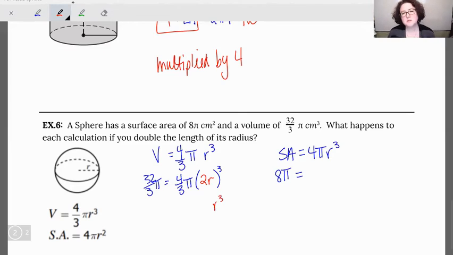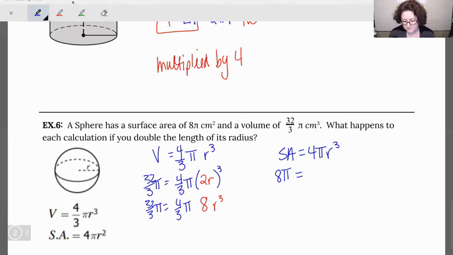What about 2 times 2 times 2? Well, 2 times 2 is 4. 4 times 2 is 8. Well, let's copy everything else down and see what we've got. So 32 over 3 pi equals 4/3 pi.